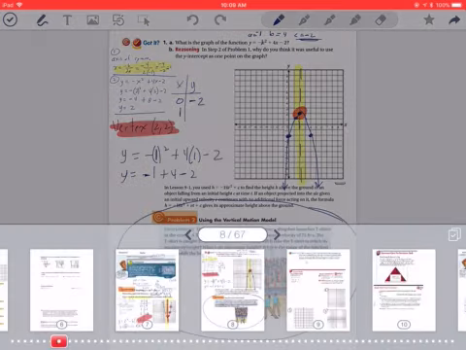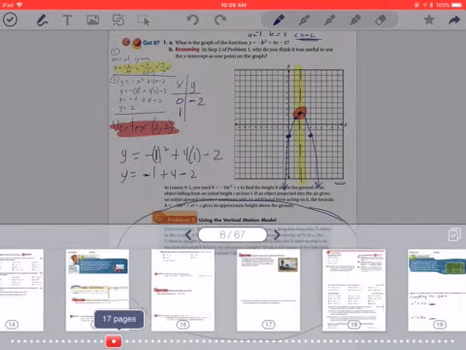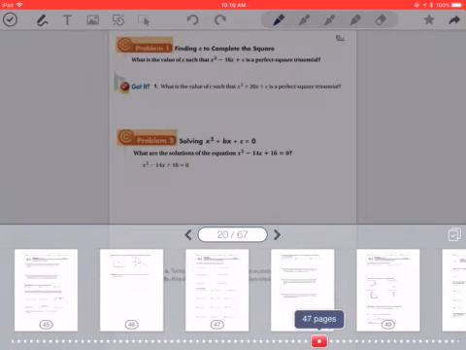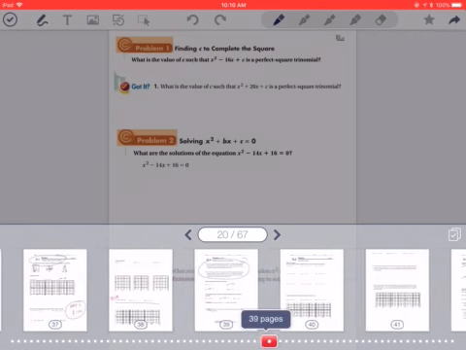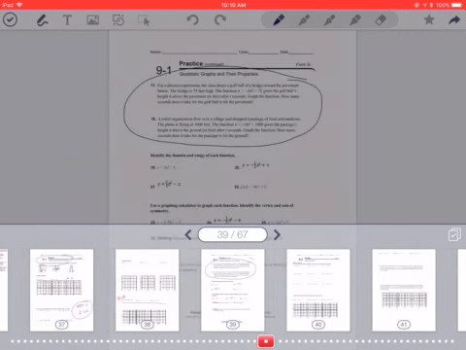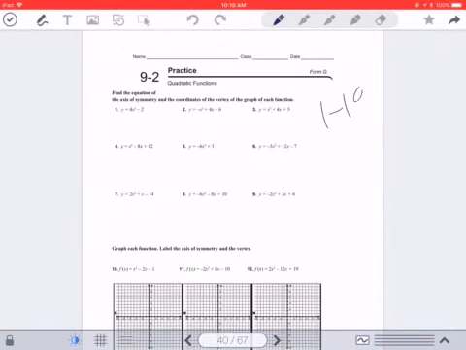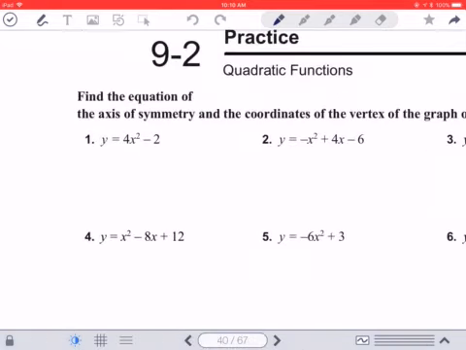The homework is, we're not breaking 9-2 into day 1 and day 2. We're just doing 9-2 all in one. So the homework is 1 through 19. So let's see where that is here. 9-2, here it is. So we're doing 1 through 19, the odds. Okay, so you may have to insert some graphs, or you can just sketch a graph like that.